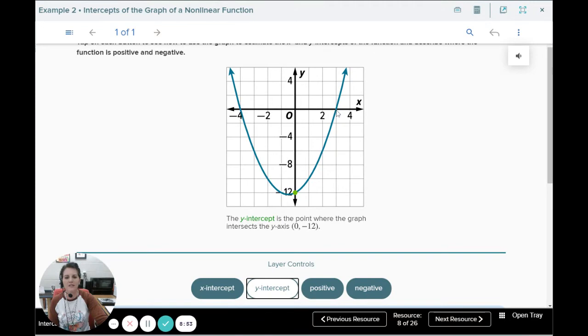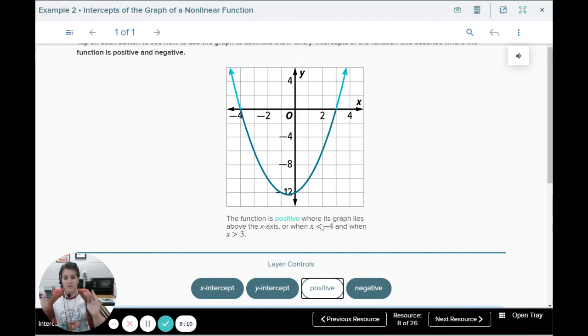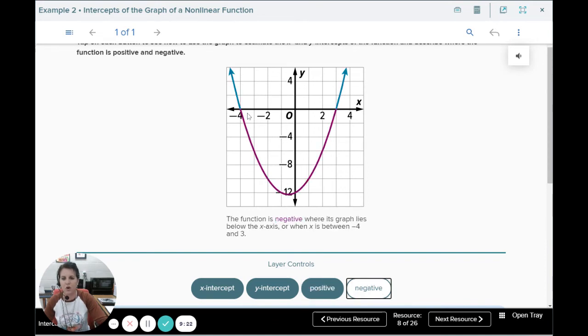Where is the graph positive? Well, it's positive for all values of x that are greater than 3, but it's also positive for all values of x that are less than -4. So we've got to write that out where we say we've got the 2 cases. It's where x is less than -4 for this end down here, or where x is greater than 3 for this end over here. And where is it negative? Everywhere in between. It's negative for all the values of x in between -4 and 3.